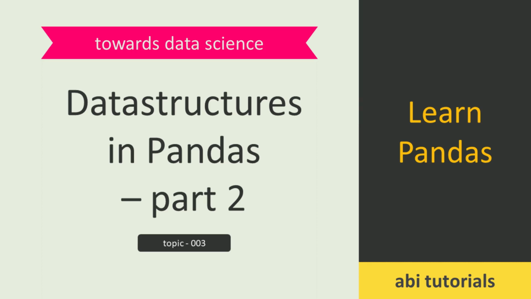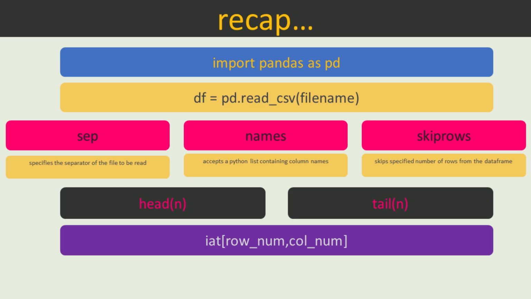In this video, we will cover part 2 in Pandas data structure. In the previous video, we have seen the data frame data structure in Pandas, which is a two-dimensional data structure with rows and columns. We have seen a function called read CSV, which will read from a CSV file and convert it to a data frame. We also have seen certain attributes of the read CSV function such as sep, names, and skip rows.